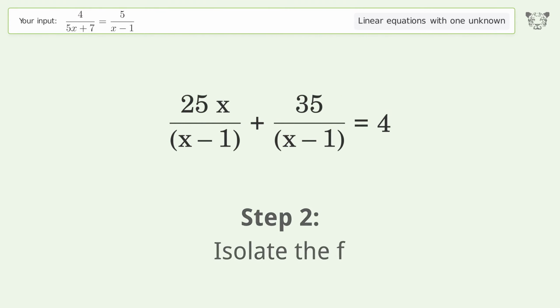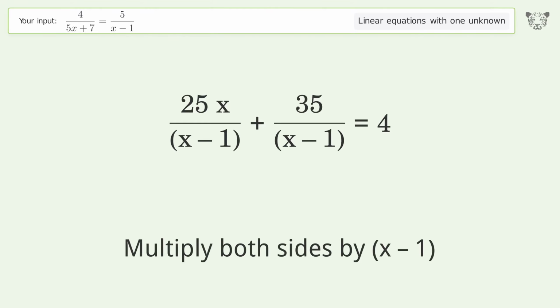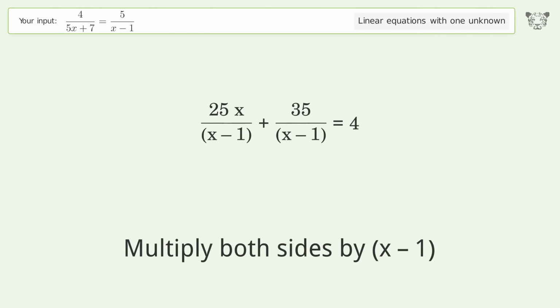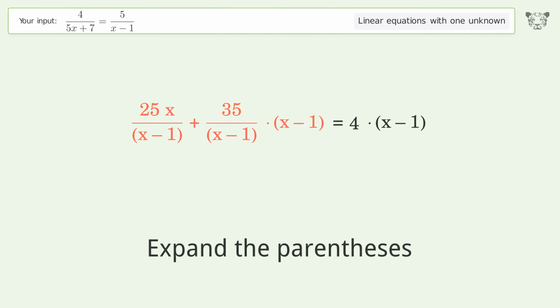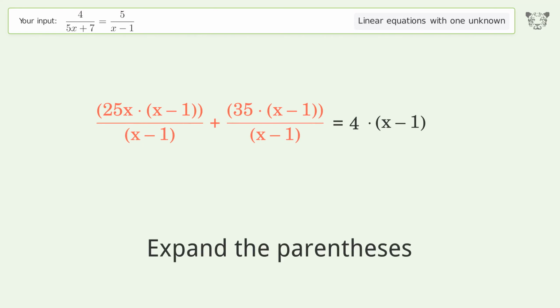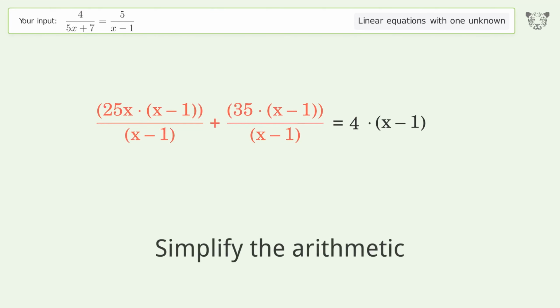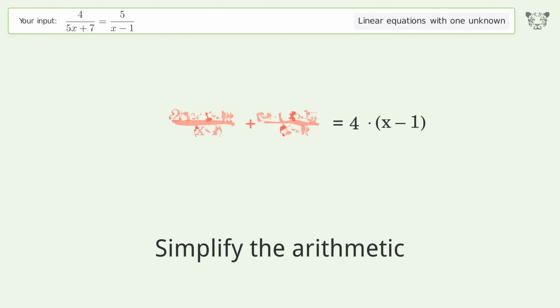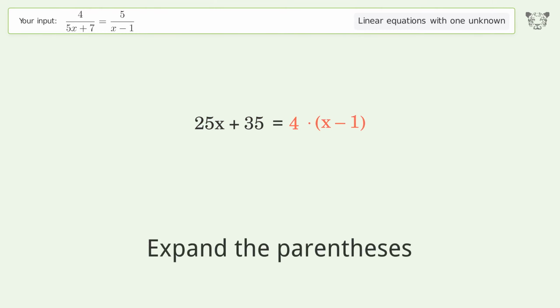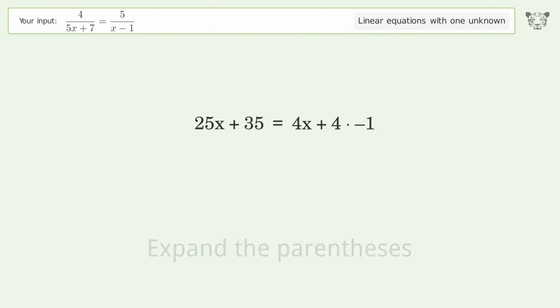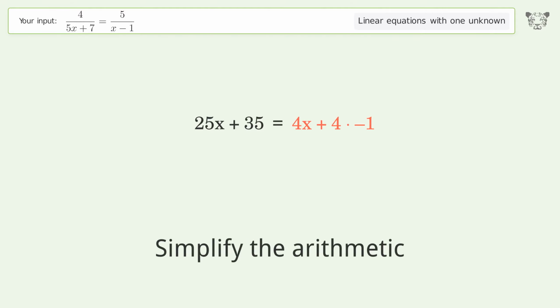Isolate the f. Multiply both sides by x-1. Expand the parentheses. Simplify the arithmetic. Expand the parentheses. Simplify the arithmetic.